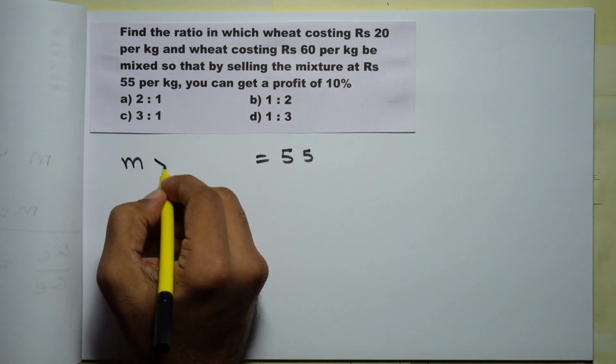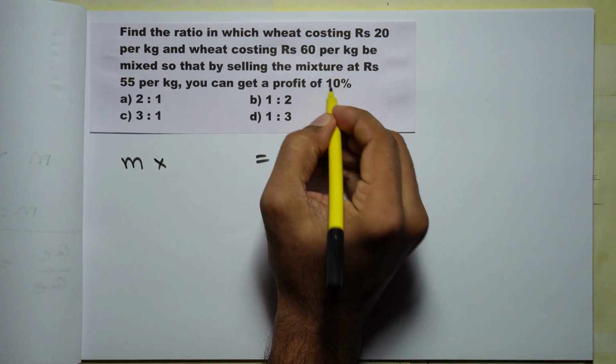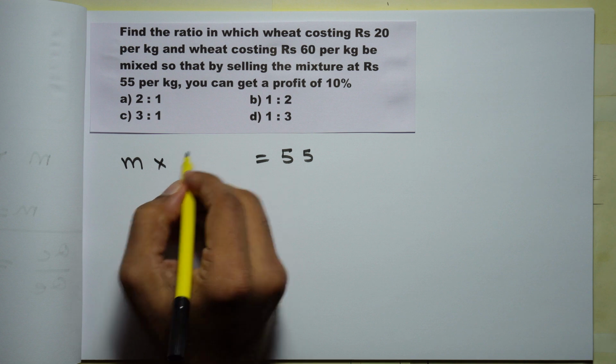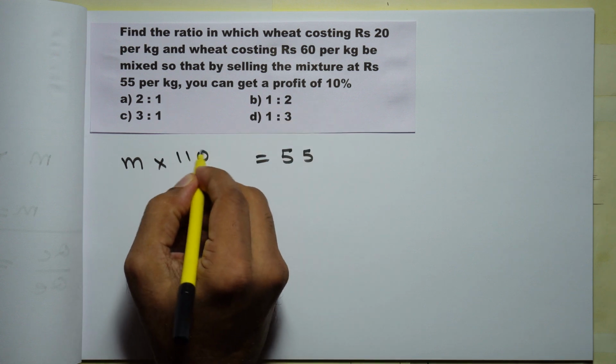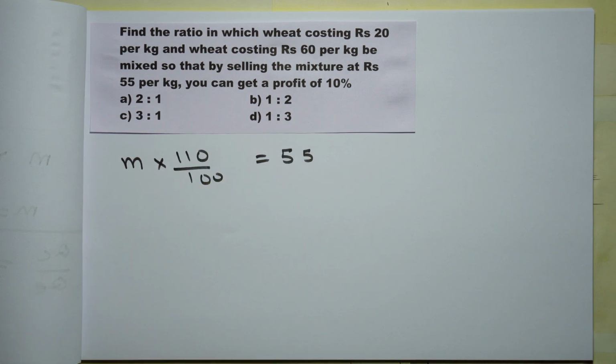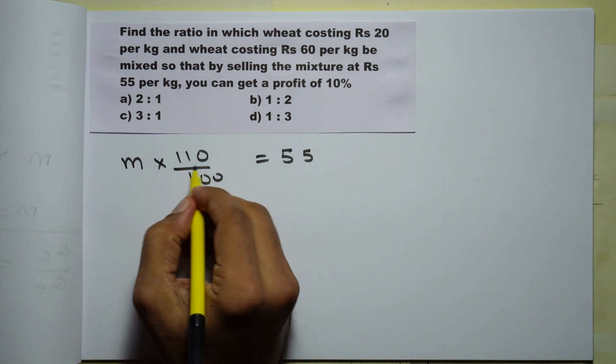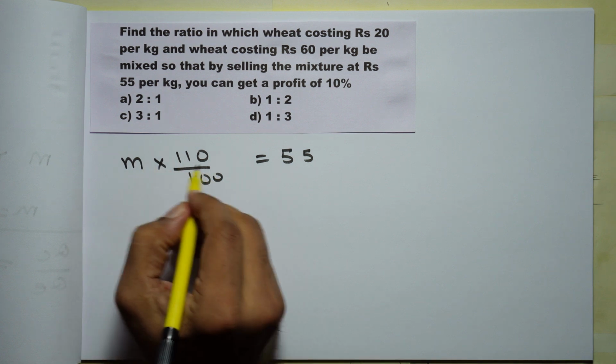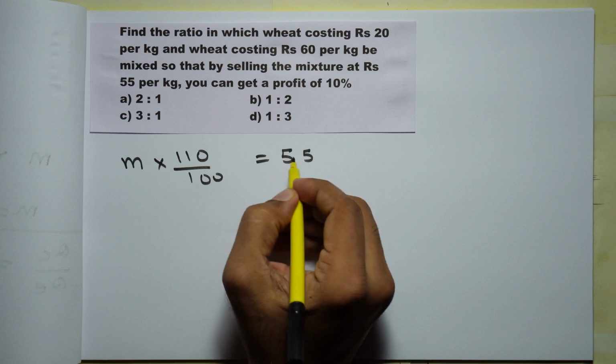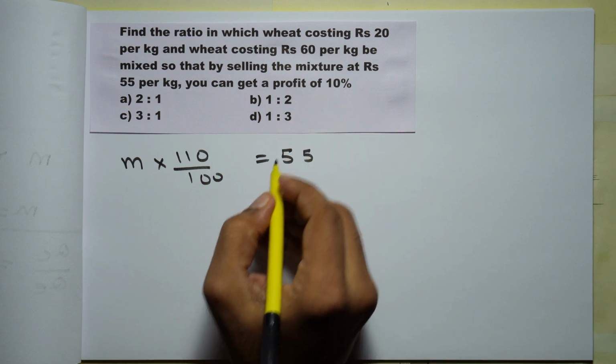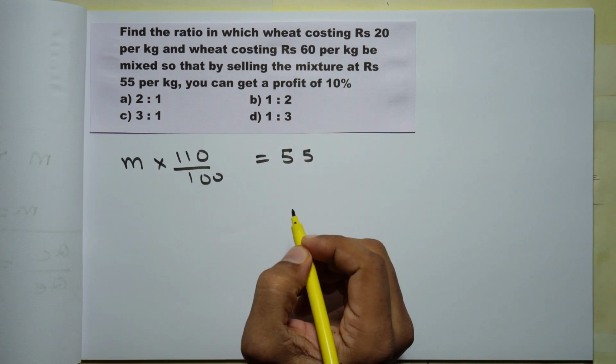To get a 10% profit, you have to increase this value by 10%. To increase it by 10%, you have to multiply by 110 by 100. That is how you increase a value by 10%. And if you sell it at that price, you will get a 10% profit, and that selling price is rupees 55.